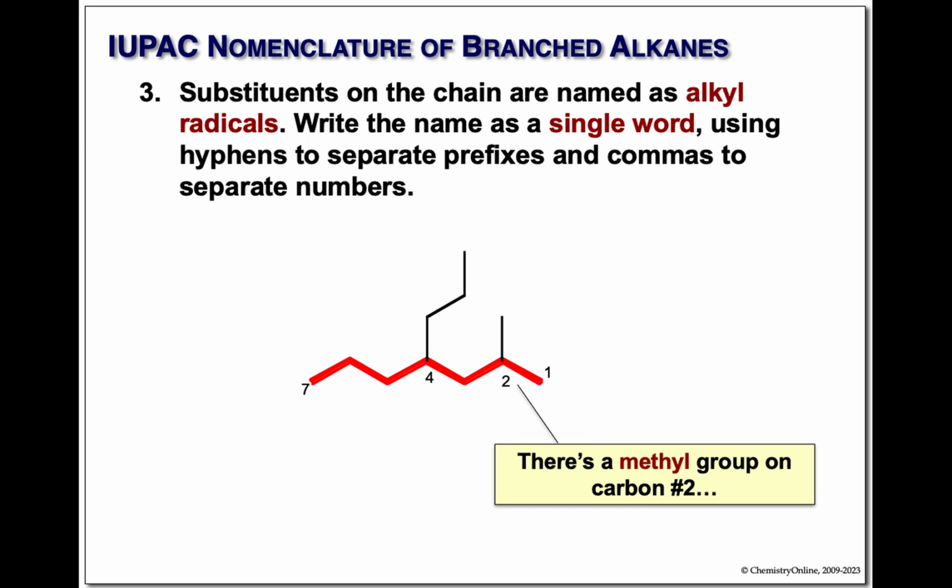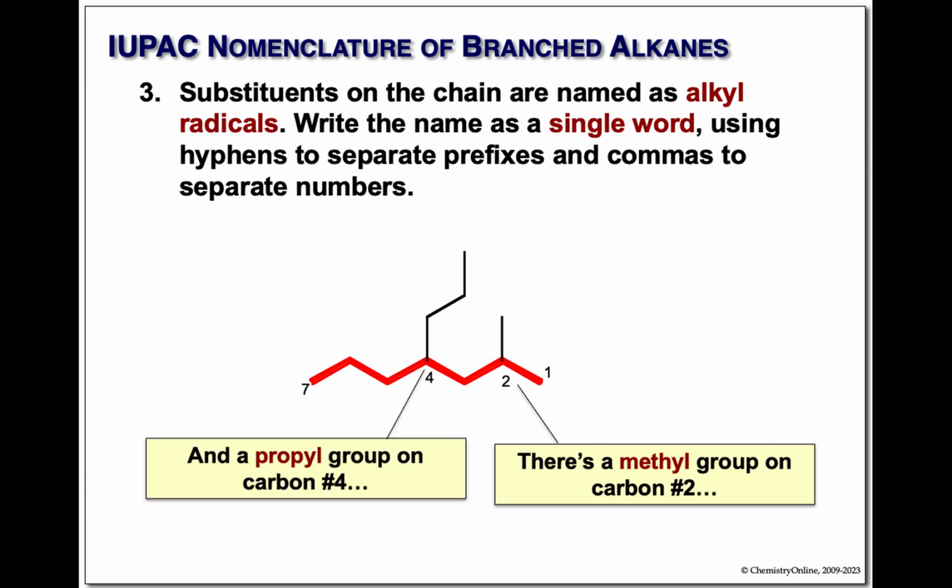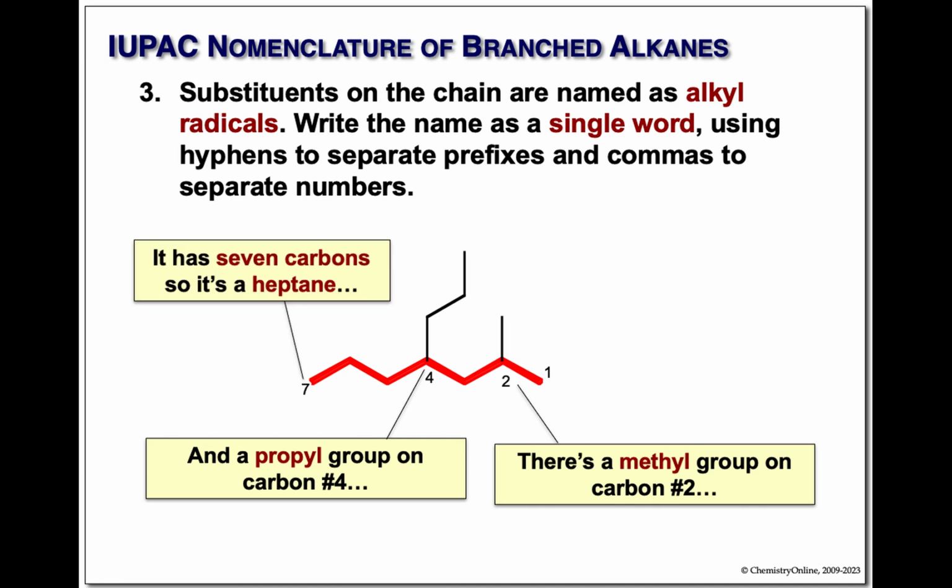Keep that in your head. Over here at carbon number 4, we have 1, 2, 3 carbons attached. 3 is prop. So this is a propyl group on carbon 4. We look over here at our last carbon. This is 7. How do we say 7 in organic? It's a hept, H-E-P-T. It's a heptane.